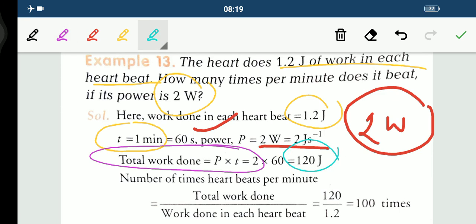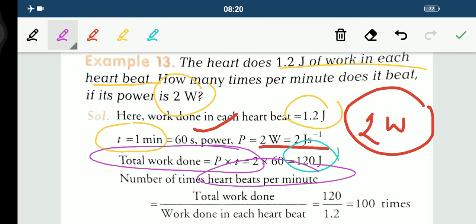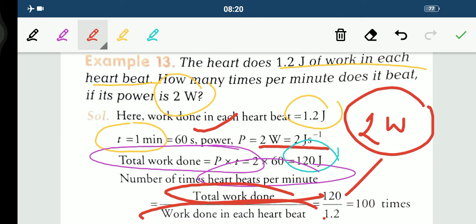Now see children, what the question is saying to us, how many times per minute does it beat, right? So it means the number of times the heart beats per minute. We need to find out this thing. Okay, ab dekho. So how will you be calculating it? Simply apply the formula, that is total work done divided by work done in each heartbeat. Total work done is 120. Okay, and what about the work done in each heartbeat? That is 1.2. So your answer comes out to be 100 times.